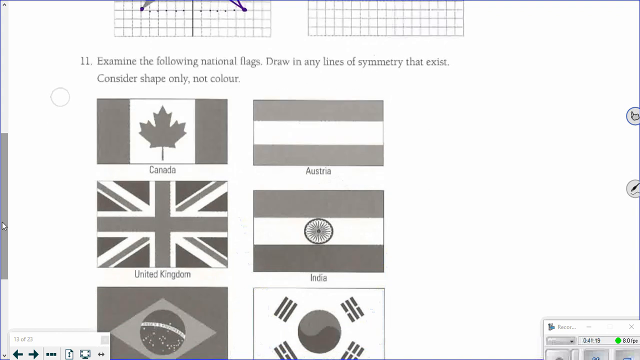The last part says examine the following flags and determine any lines of symmetry that exist. Consider the shape only, not the color. So are there any places on these flags where we could cut them and have it be exactly the same on either side? The more complicated the shape, the fewer lines of symmetry there tend to be. When I look at the Canada flag, the only line of symmetry is going to be straight up and down, because if I folded the left half and the right half, they would exactly match up.